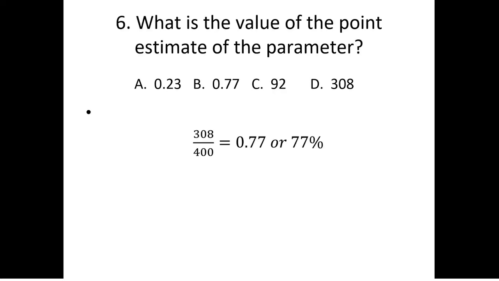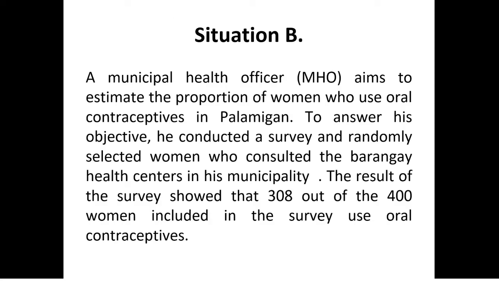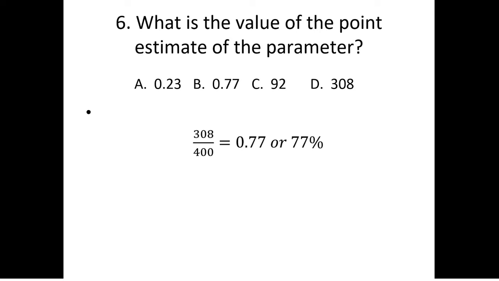The first question under this situation is, what is the value of the point estimate of the parameter? You would remember that the point estimates for both of the parameters that we have, mean and proportion, are its sample counterparts. In other words, the estimate for the population mean is the sample mean, and the point estimate for the population proportion is the sample proportion. So here, you just need to identify the proportion inside the problem, which is 308 out of 400, which gives you 0.77 or 77%. And that is B inside this question.